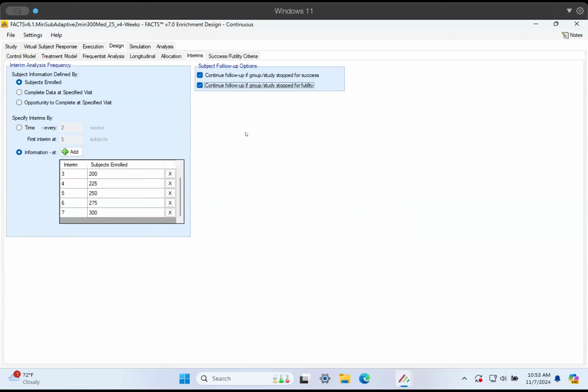I want to keep my simulation results. What tends to happen with these enrichment trials is you post-process to get the operating characteristics that you want to look at for your specific study. So you can see what happens to patients after the trial stops for futility.